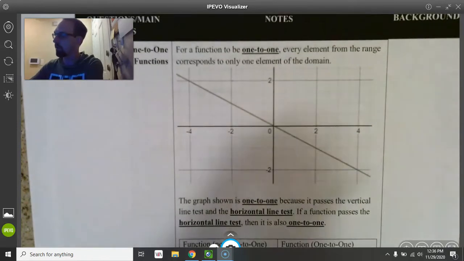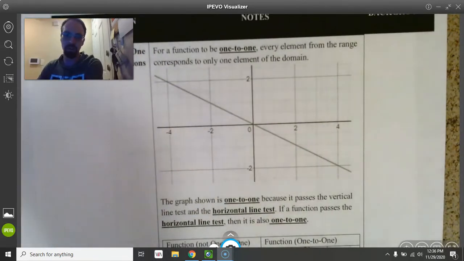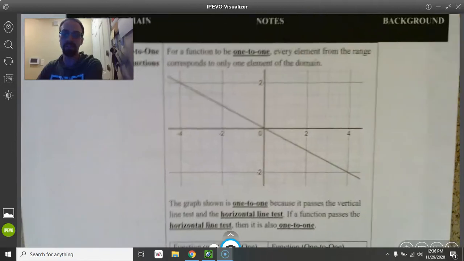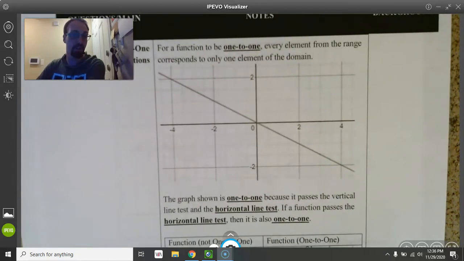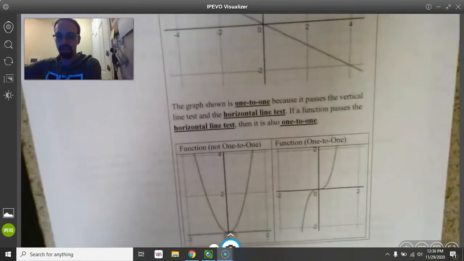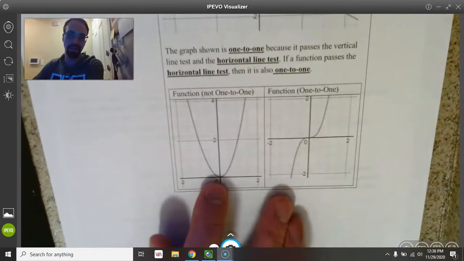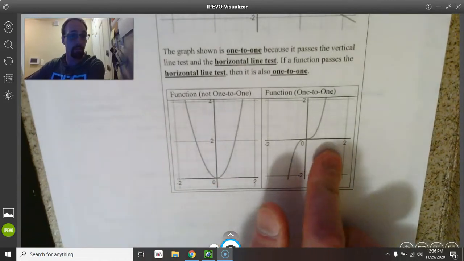So this is a one-to-one graph. It passes both the vertical line test and the horizontal line test. If a function passes the vertical line test, and it also passes the horizontal line test, then we know it's one-to-one. Down here below, I have an example of a function that is not one-to-one. A quadratic is not, but this cubic is one-to-one.